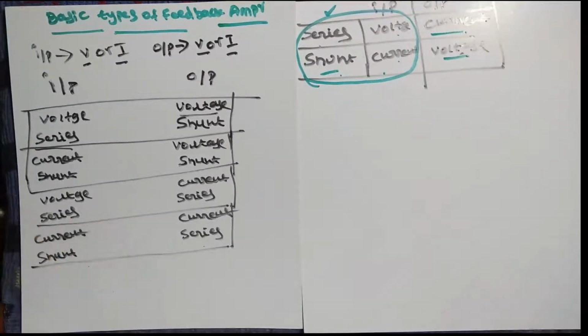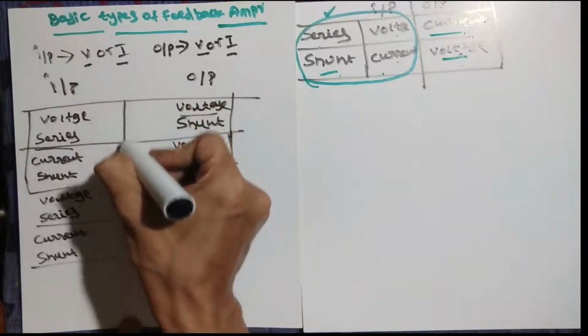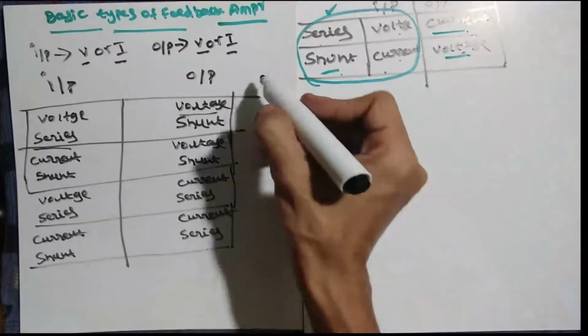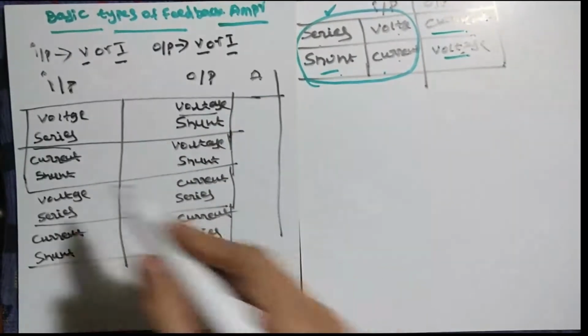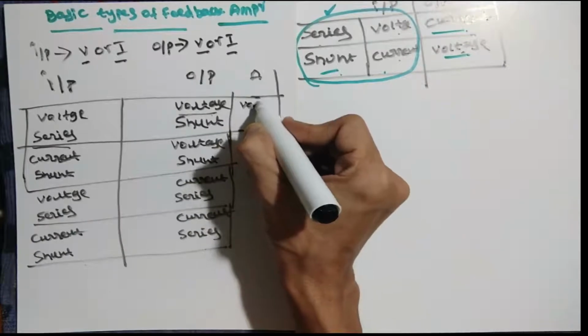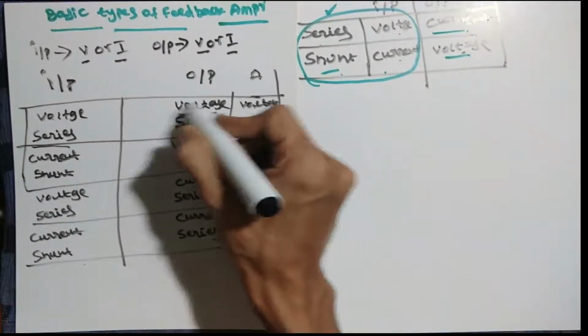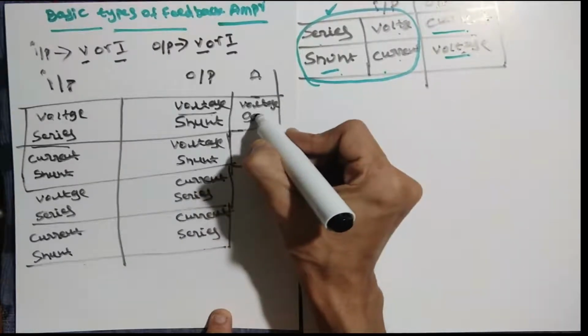So these are the four major basic types of negative feedback amplifier, depending upon whether the input is voltage or current, or the output is voltage or current. Now there is an interesting factor we have, that is on gain. What is this interesting factor in gain? If both are voltage, the gain we call voltage gain, because both output and input are voltage.